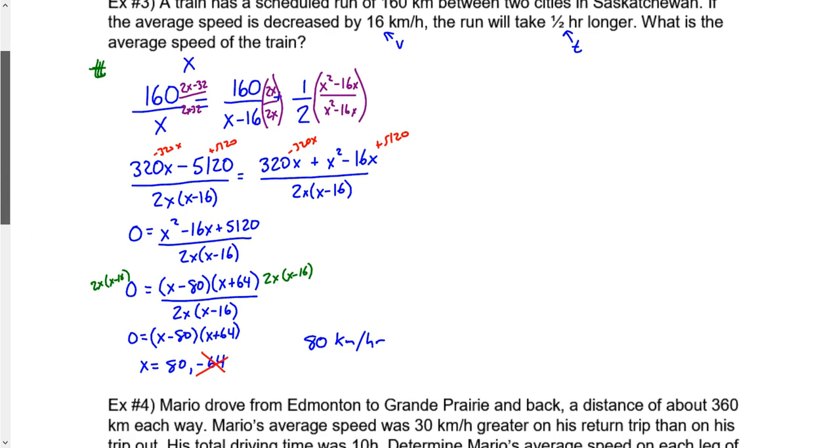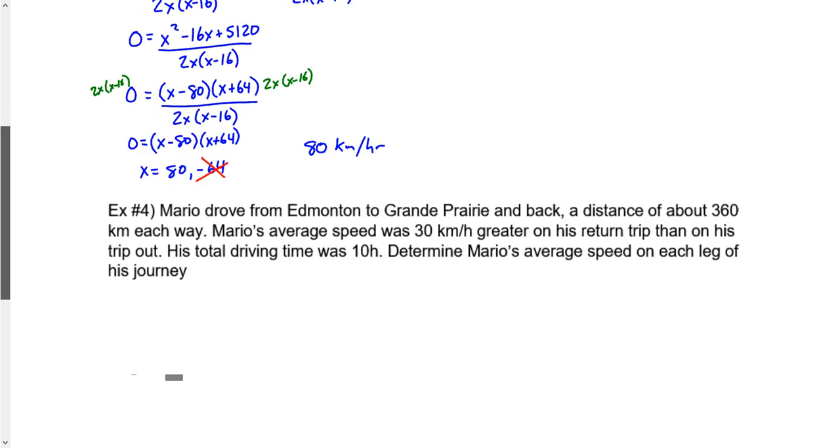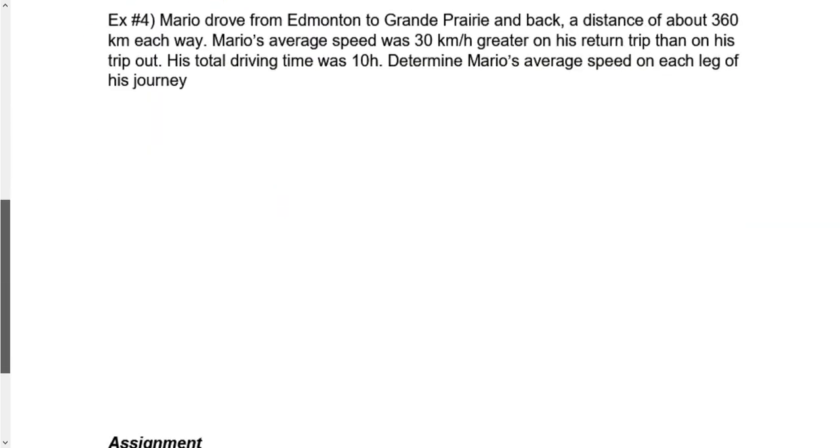Right. Last one, we're going to apply the exact same kind of information. Mario drove from Edmonton to Grand Prairie and back, a distance of about 360 kilometers each way. Mario's average speed was 30 kilometers greater on his return trip than his trip out. His total driving time was 10 hours. Determine Mario's average speed on each leg of his journey.